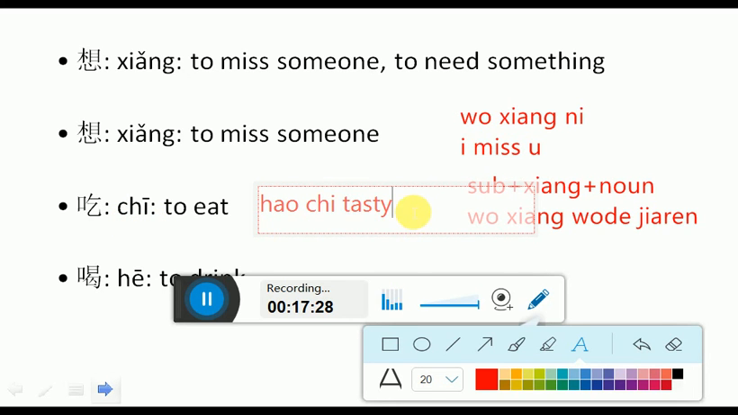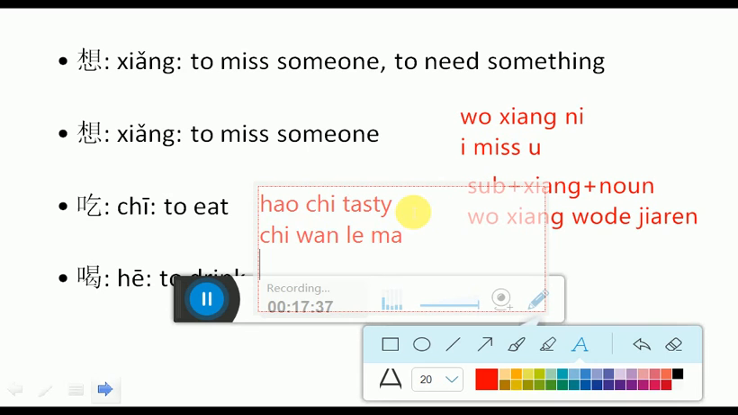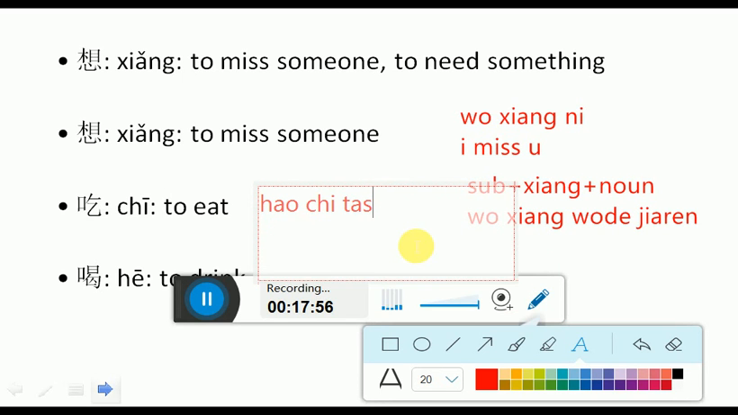How shr tasty. Shr wan le ma? Are you full? Chir means to eat. Wan means complete, full. Le is used for past and ma for question. Chir wan le ma, how chir tasty.